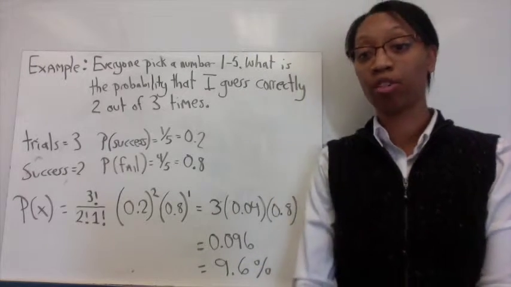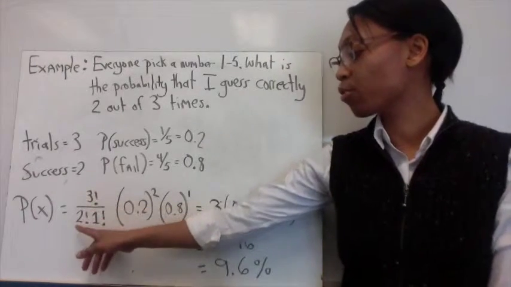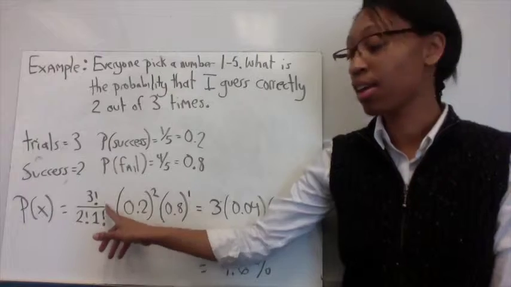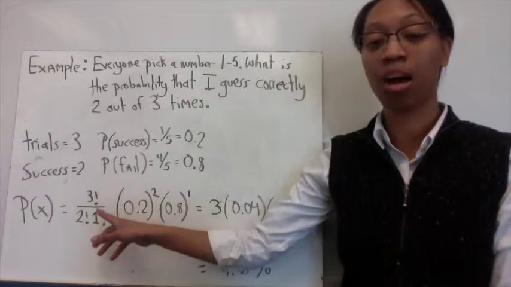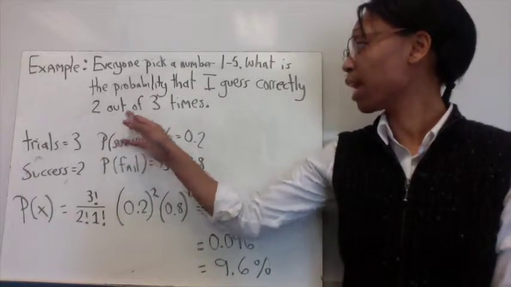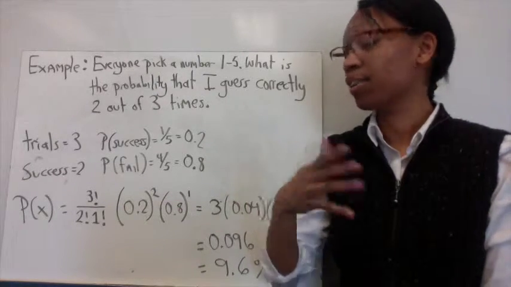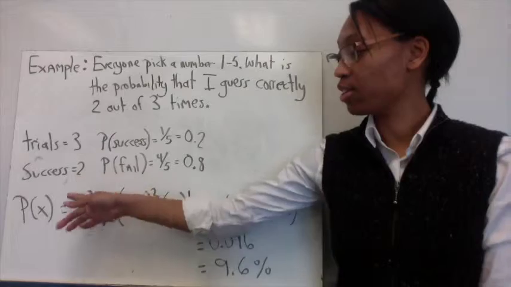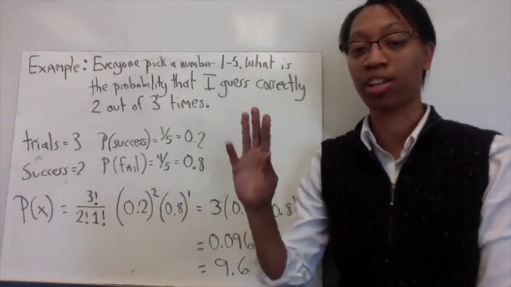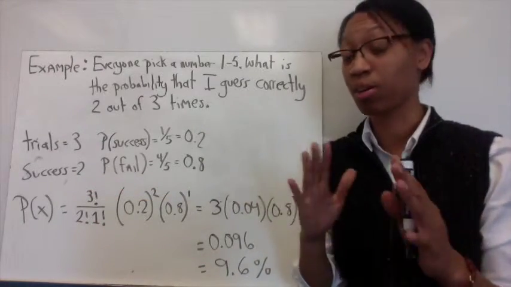So I'm going to plug into the formula, and I have 3 factorial over 2 factorial 1 factorial. That's the number of different combinations that I can have. I could have correct, wrong, wrong. I could guess in lots of different orders, right? So this is going to be all the different orders in which I could choose 2 correctly.